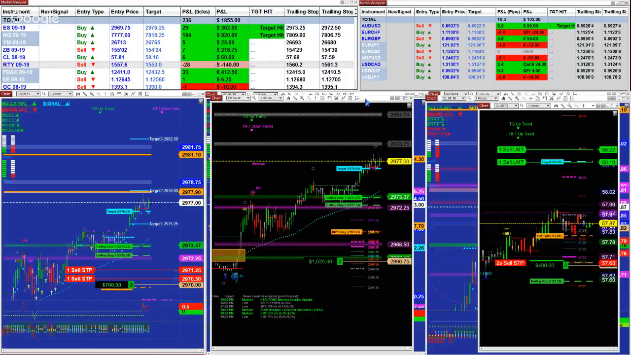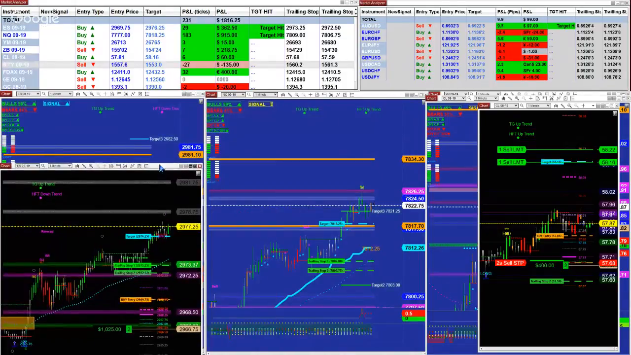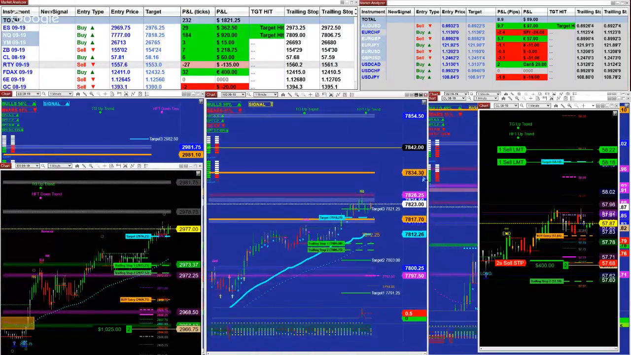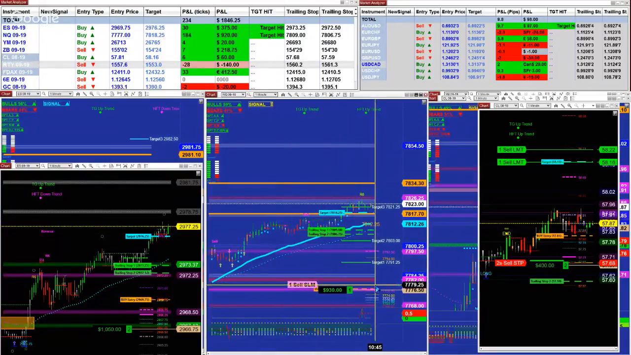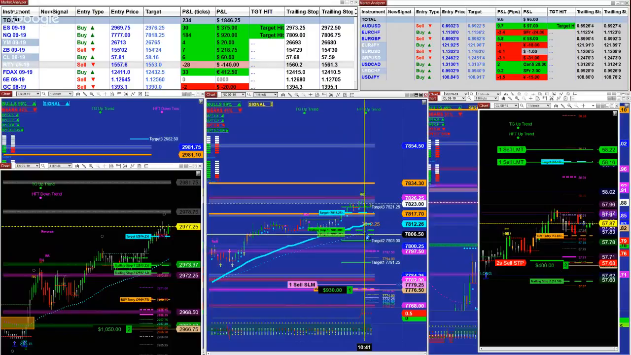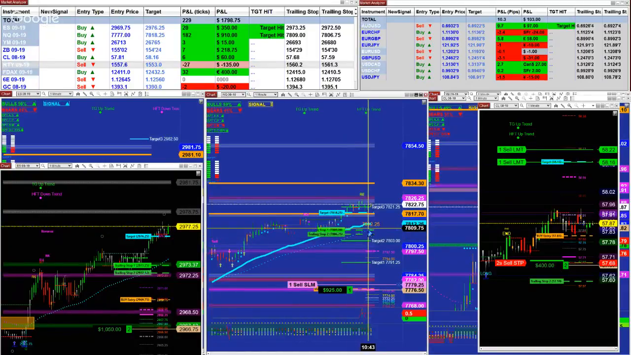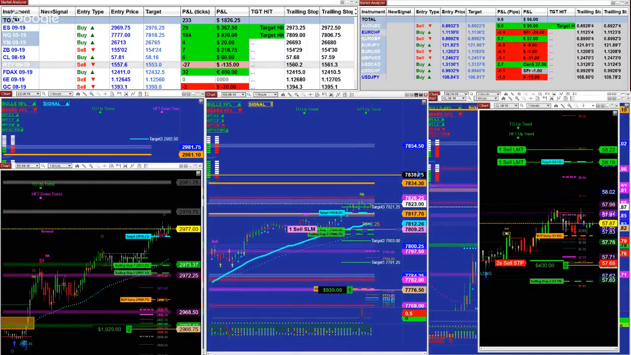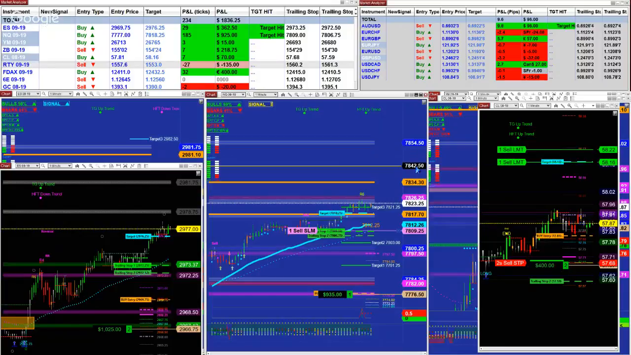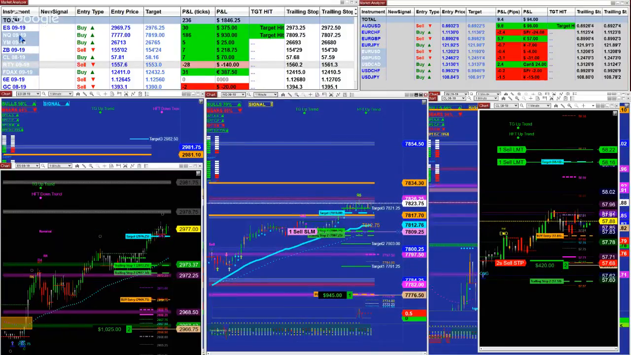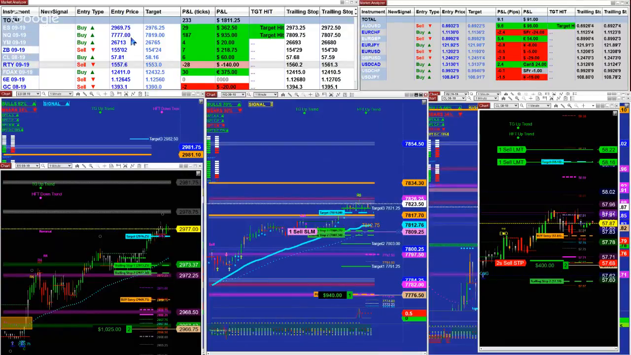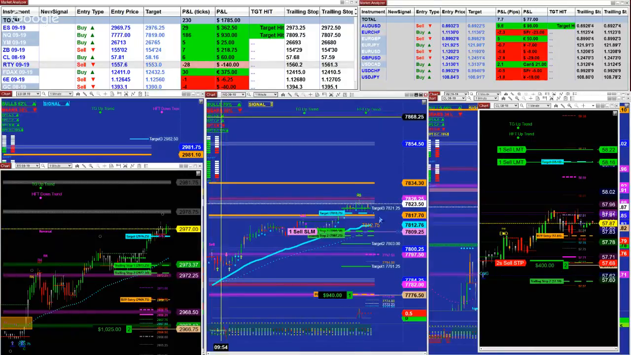Let's look at the Nasdaq. What the Nasdaq is doing right now. This is the re-entry point on the Nasdaq right there. I mean, this is one trade. If we look at the Nasdaq from the market analyzer, it is the entry 7777, and the target is 7819.